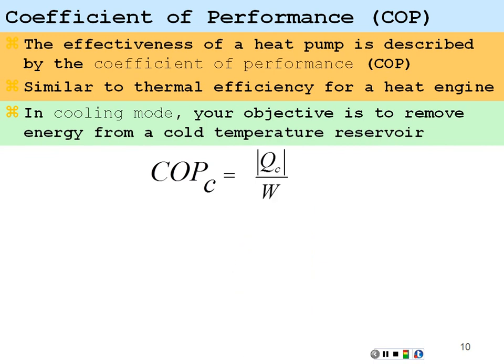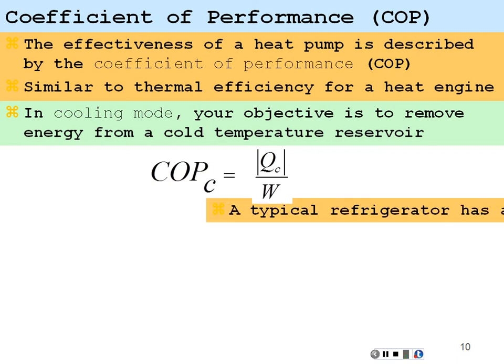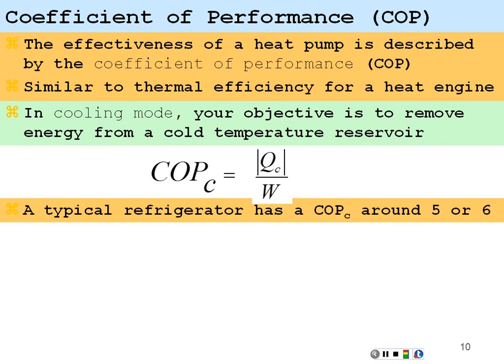So our coefficient of performance in cooling mode is what we hope to get or hope to gain, which is to extract energy from a cold reservoir over what we got, which is the work input to our system. So again, just like efficiency, it's what we hope to gain over what we got. A typical refrigerator will have a coefficient of performance around 5 or 6.